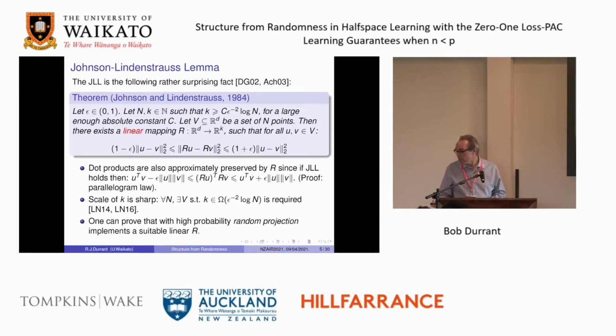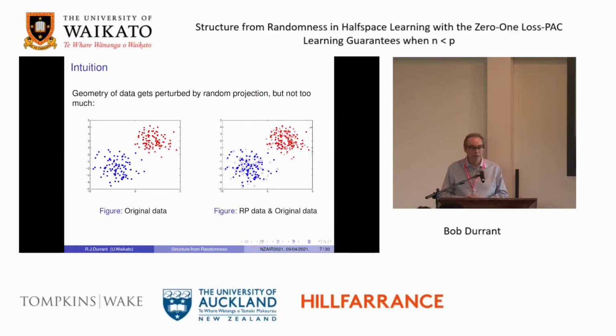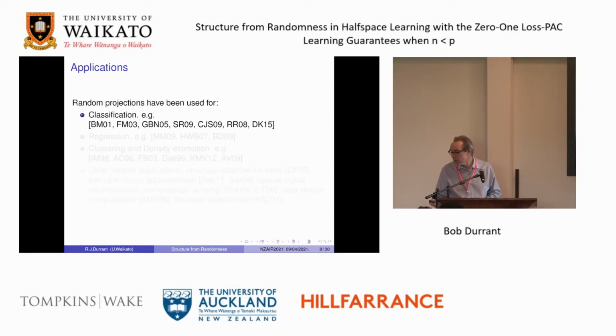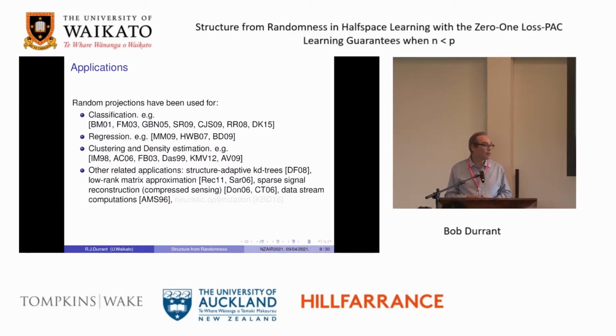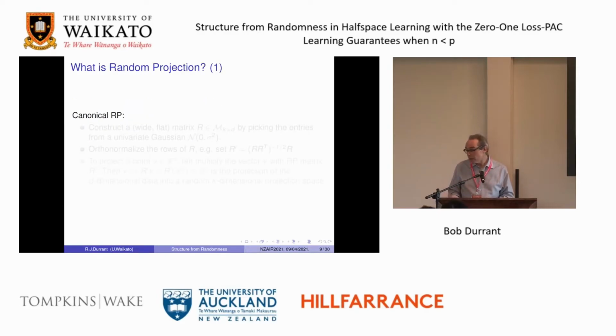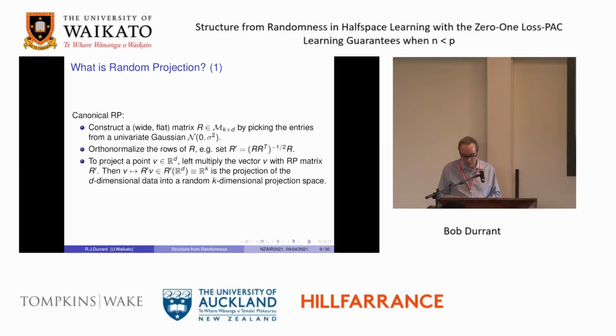I'll just skip past. The intuition is that the geometry of the data gets perturbed somewhat by the random projection, but not too much, hopefully for applications. So what is random projection? We generate a flat matrix with standard normal entries, orthonormalize the rows, and that gives us a K-dimensional projection of the original data. One can show that with high probability, the failure probability being as small as you choose, this preserves the geometric structure.